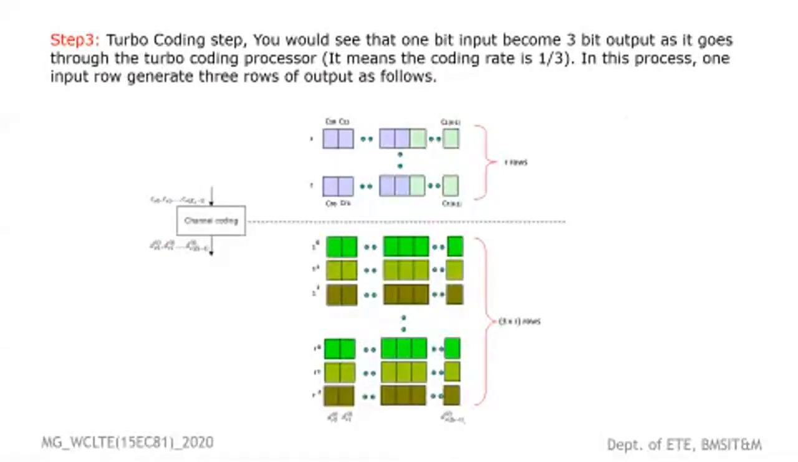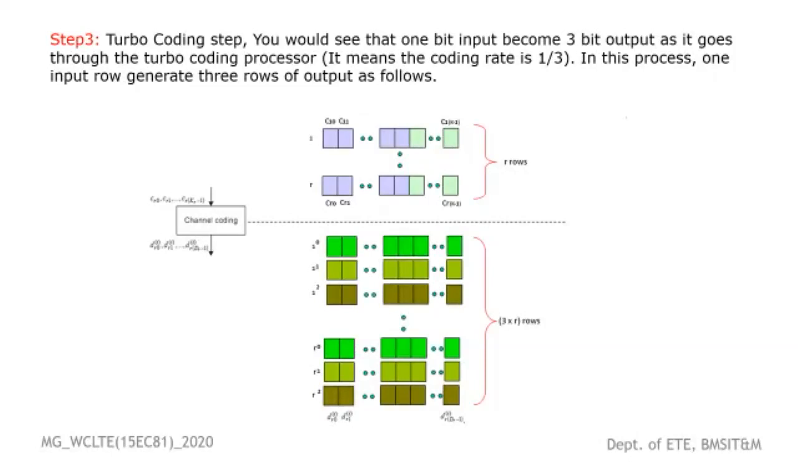Sir, in CRC attachment, in the addition of CRC, in the transport block, you add CRC, no, sir? Yeah, for the transport block, the CRC bits are added. But in code segmentation, you said that after the CRC, the size is greater. But CRC will be the last bit added, no, sir? Yeah. For the transport block, 24 CRC bits are added.